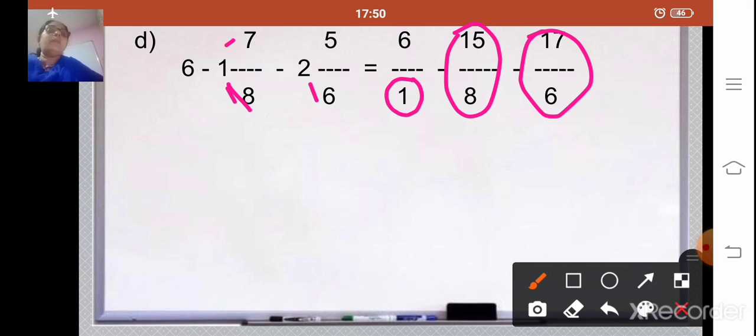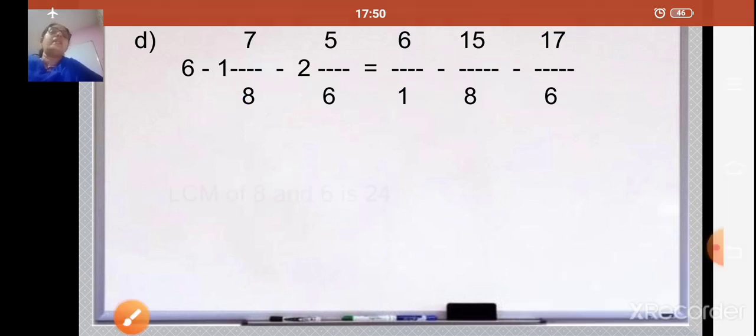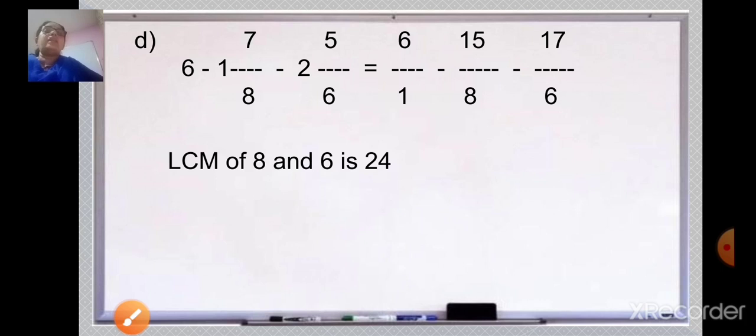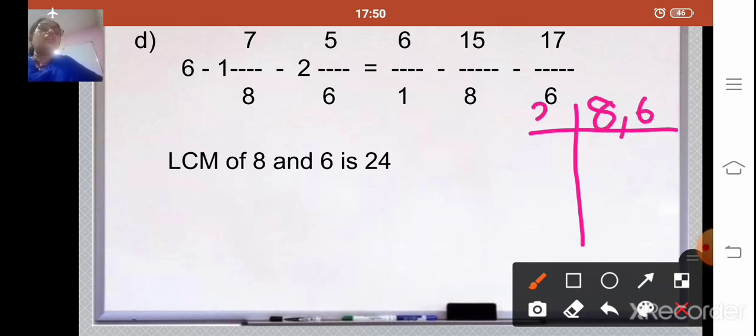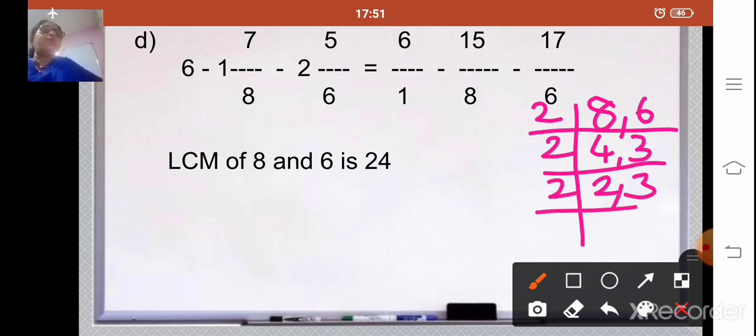Now what is the next step? To find the LCM of 8 and 6. When you find the LCM of 8 and 6, you will get it as 24. So 8 and 6: 2 fours are 8, 2 threes are 6, again 2 twos are 4, 3 will remain as it is, 2 and then 3 and 3. Now 2 twos are 4, 4 twos are 8, 8 threes are 24, is your LCM.